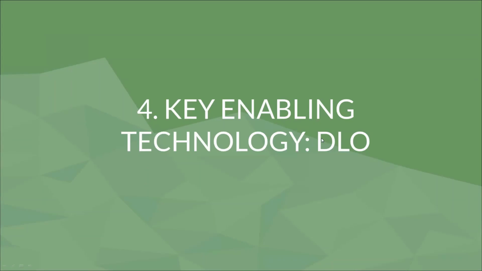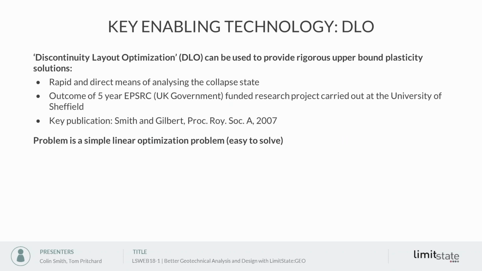So you've seen how we can use the software. What I haven't explained is how the software works, what it does, so we'll just quickly run through that. The underlying technology that it uses is a method called discontinuity layout optimization, and that can be used to provide rigorous upper bound plasticity solutions. It was developed back in 2007, published in the Proceedings of the Royal Society, and that was the outcome of an EPSRC funded research project carried out at the University of Sheffield.